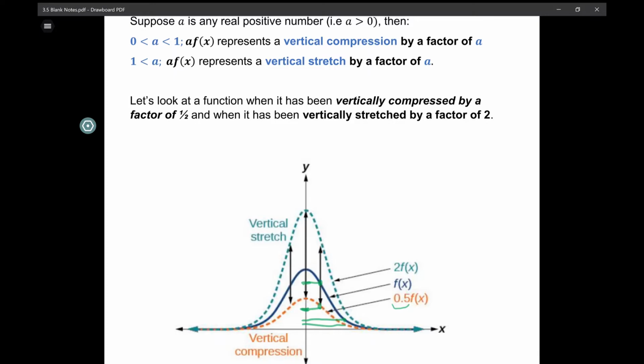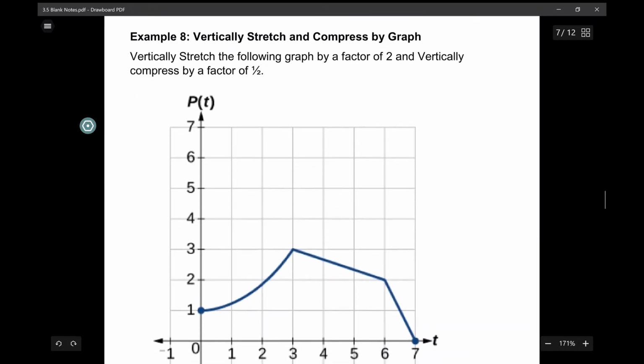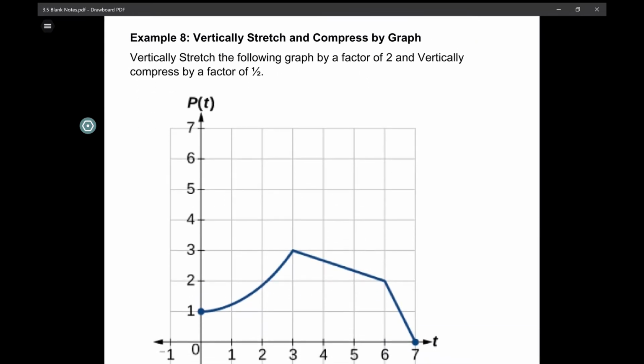Let's do an example and see if we can work this out for ourselves. All right, here is a nice graph of a function. We're going to first try to stretch the following graph by a factor of 2, and then we will compress by a factor of 1/2. All right, so let's start on the left at 0, where the function's domain begins. And if we're going to do stretching first, and I'll do that in green, our output value is 1, so our new output value is twice that, which is 2.